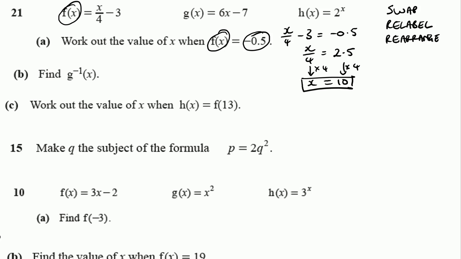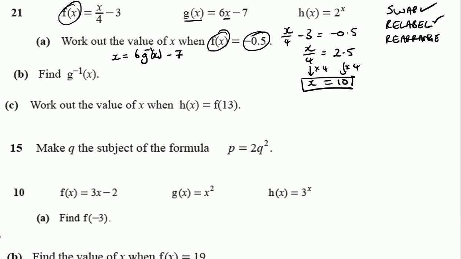So, I'm going to do my swap. If g of x equals 6x minus 7, I literally just swap the x and the g of x, and I get x equals 6 times g of x minus 7. This is not a mathematical rearrangement, this is a swap of two different labels. And now that I've done that, I'm going to relabel the g of x as g inverse of x to represent that I've changed it.